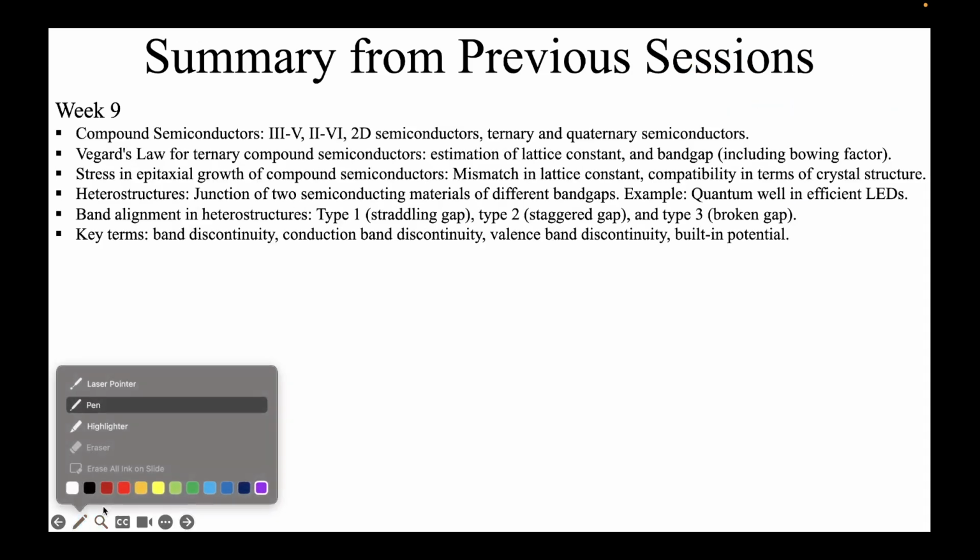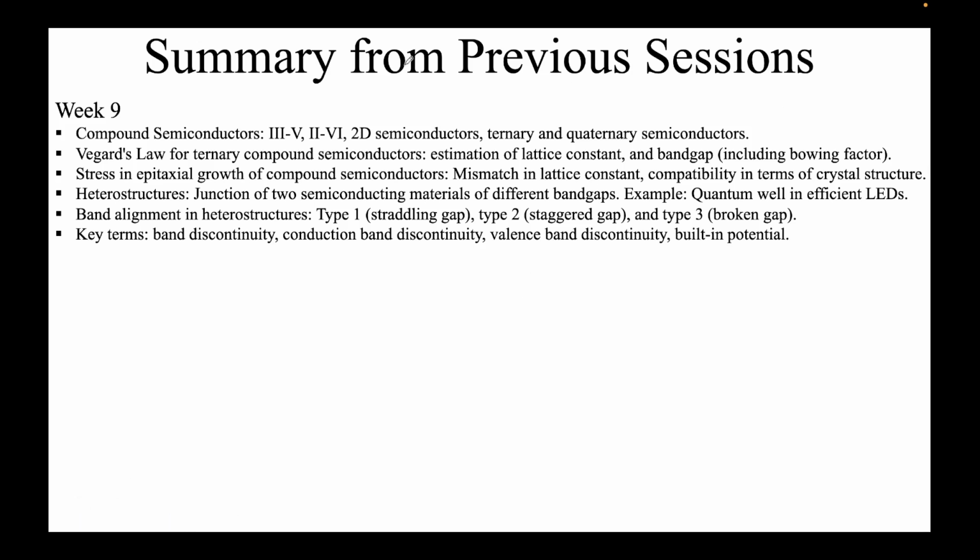Finally, we saw the compound semiconductors, that is, not just silicon or germanium, which are elemental. Something like gallium nitride, which is a III-V semiconductor, CdTe, a II-VI, and 2D semiconductors like MoS2 and so on. Ternary means three, meaning an alloy of aluminium nitride and gallium nitride, something like this. And we saw Vegard's law, on how to estimate the lattice constant or band gap for this material. It is like x times aluminium nitride plus 1 minus x times gallium nitride. This will give you Al x Ga 1-x N.